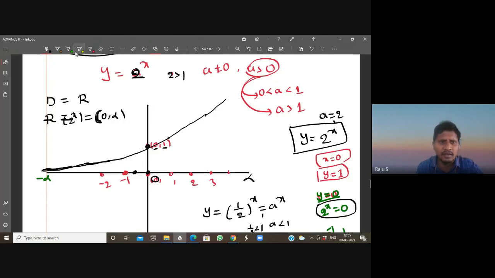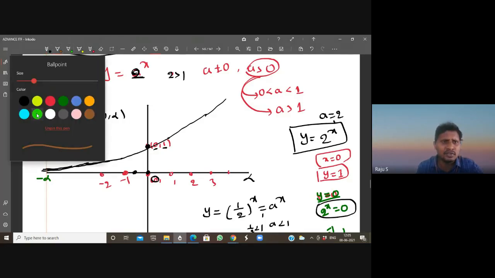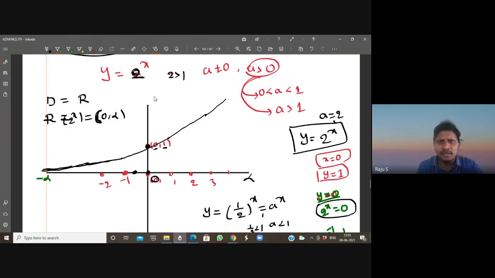Whenever a is lesser than 1, the graph of the given function looks like this. Even 1 by 2 whole to the power of x passes through this point. This is a common point to any function. It may be 100 power x or 1000 power x, it is passing through 0, 1. Whether it is 1 by 2 whole power x, 1 by 200 whole power x or 1 by 2000 whole power x, it always passes through 0, 1. Any exponential function, even e power x, passes through 0, 1.